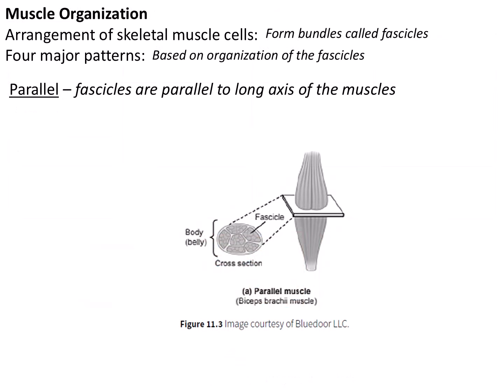Skeletal muscles are arranged in bundles called fascicles. The organization of these fascicles creates patterns of arrangement that affect the function of the muscle. First is a parallel arrangement of muscle fascicles. In this case, the fascicles are parallel to the long axis of the muscle. If you look at the muscle tissue itself, you'll notice these parallel bundles of muscle fibers. Most muscles in the body are of this type. The biceps brachii is an excellent example of a parallel muscle. Contraction of this type of muscle causes it to shorten while the diameter gets larger.